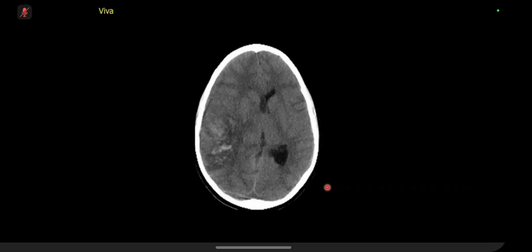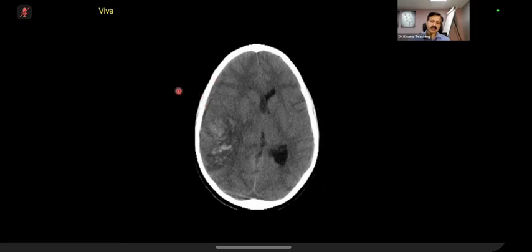I would like to scroll through the rest of the image. I would also like to see the bone window as well. Just, what is your conclusion? What is your diagnosis? Just in one word or two words. So it's an intraventricular hematoma and intraparenchymal hematoma. There's also a suggestion of some isodense subdural as well on the right side.